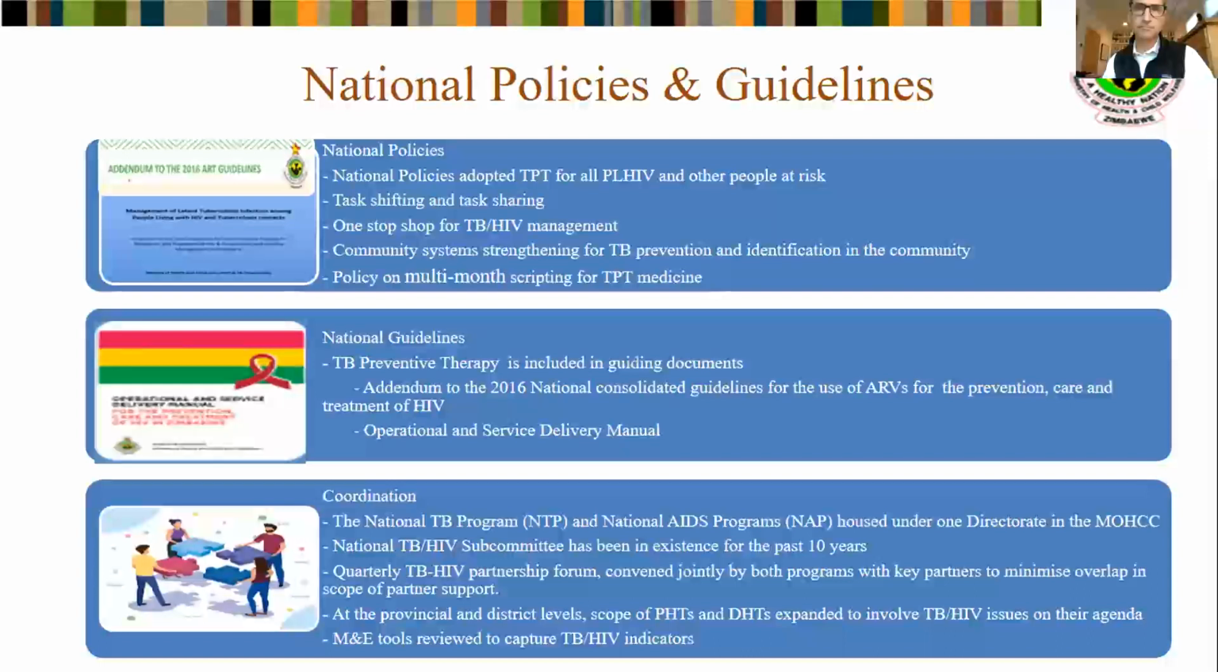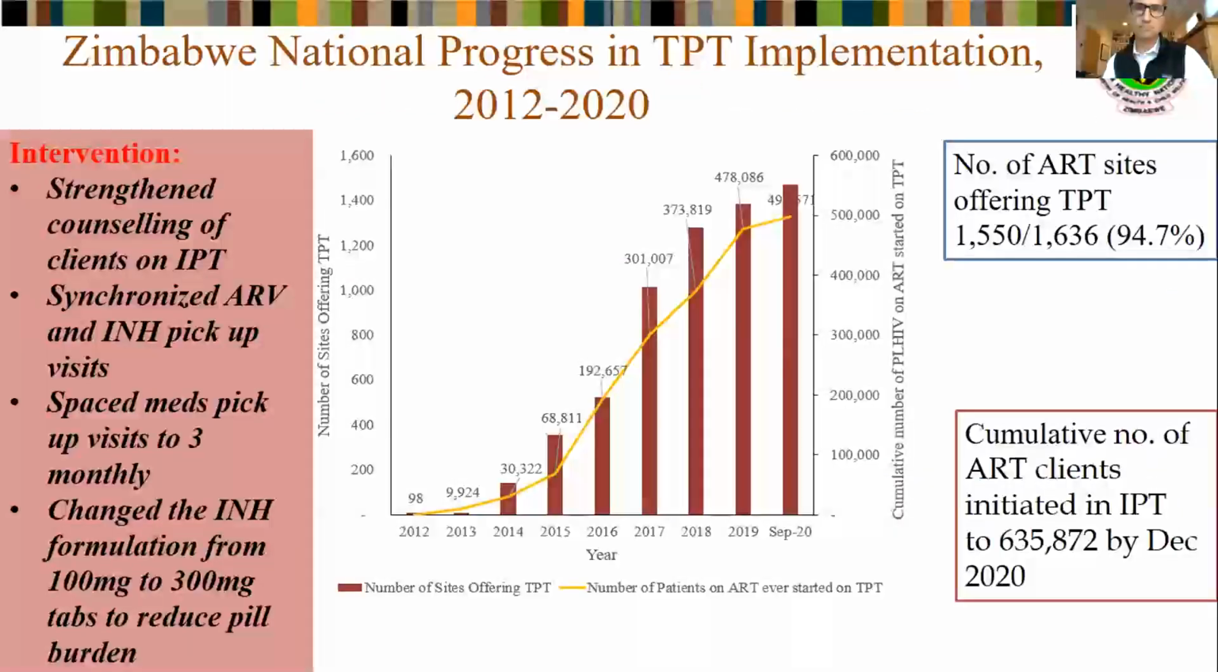For coordination, the National TB Program and the National AIDS Program are housed under one directorate. We have a TB/HIV technical working group. We have TB and HIV Partnership Fora, which meet quarterly, and our M&E tools also capture TB and HIV data and indicators.